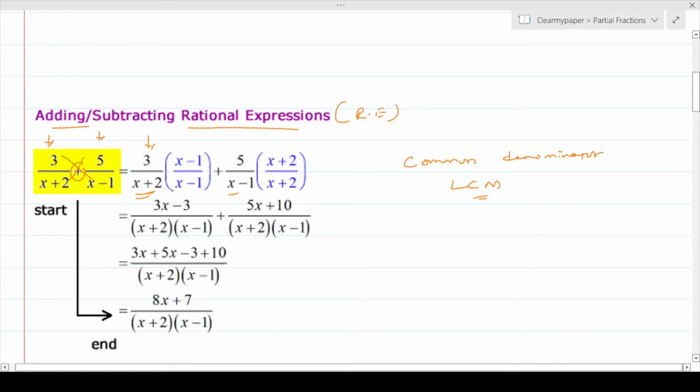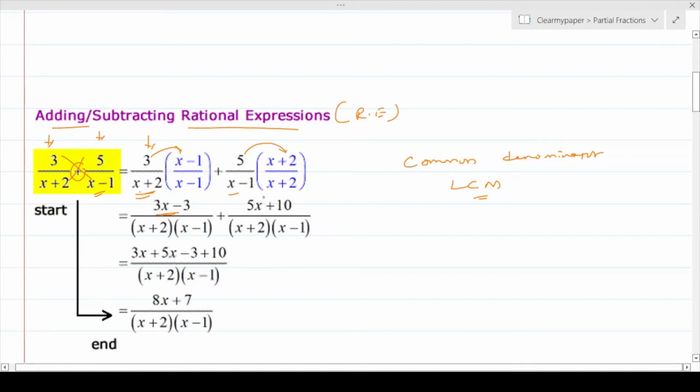For that, over here we have x plus 2 and we don't have x minus 1. So we multiply and divide by x minus 1. And over here in the original expression, we had x minus 1, but we don't have the other term. So whatever term is missing, we just multiply and divide to balance it off. And then we take the common denominator. In this case, when you expand this, it becomes 3x minus 3. When you expand this, 5 into x plus 2, it's 5x plus 10.